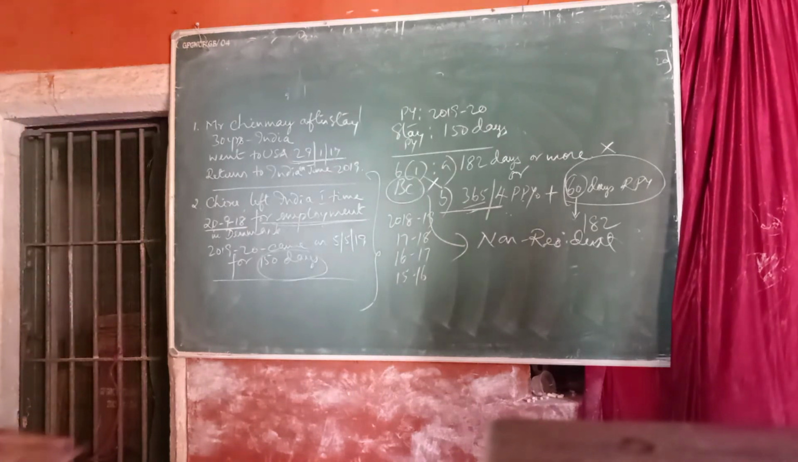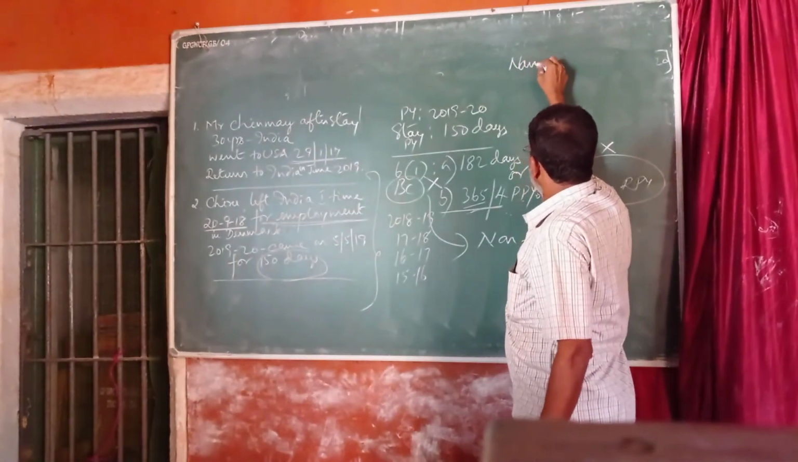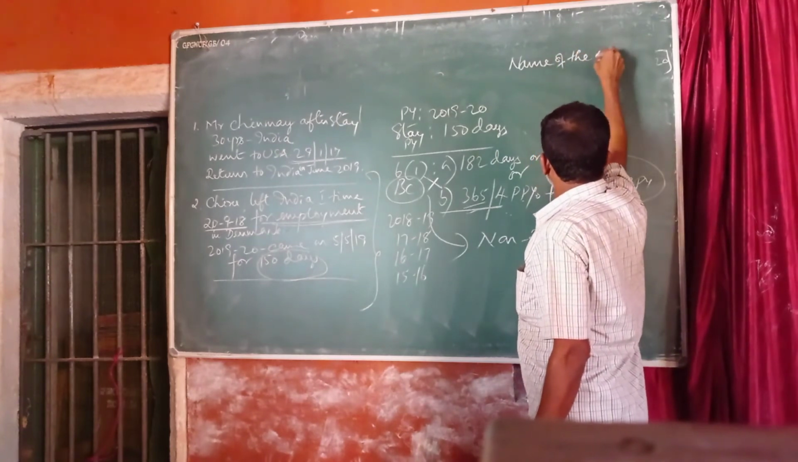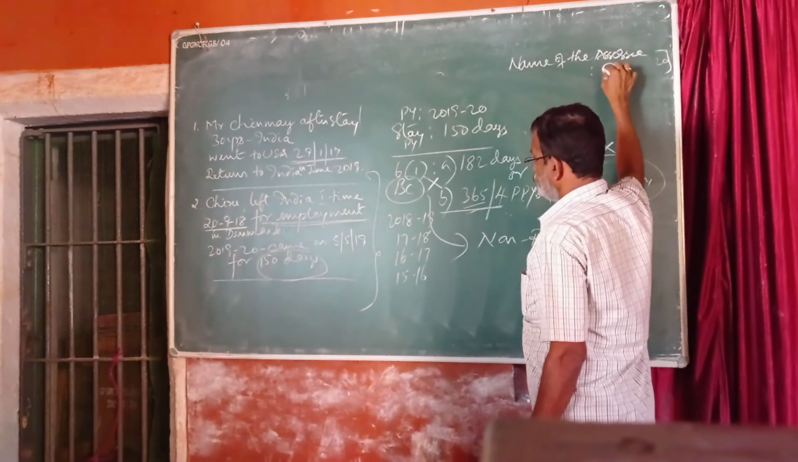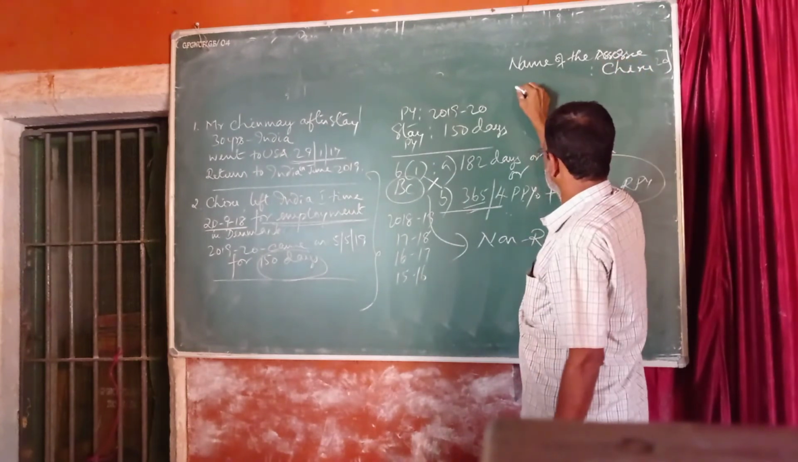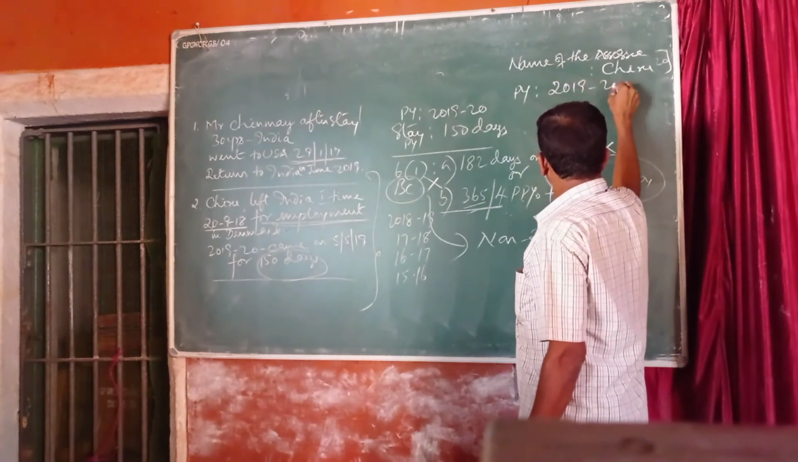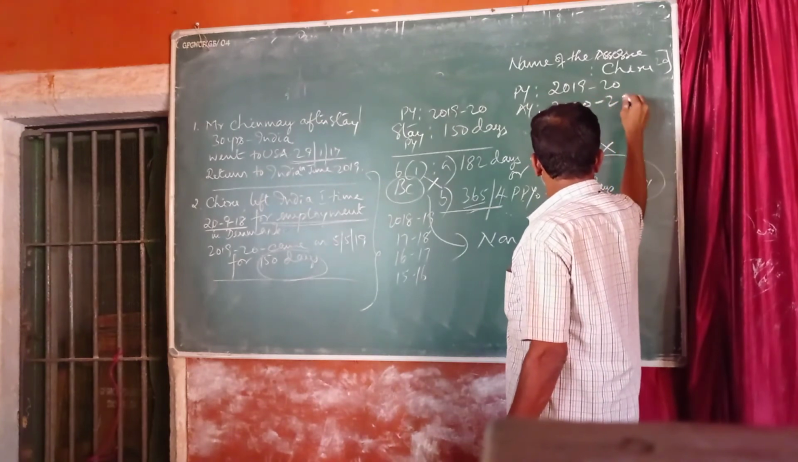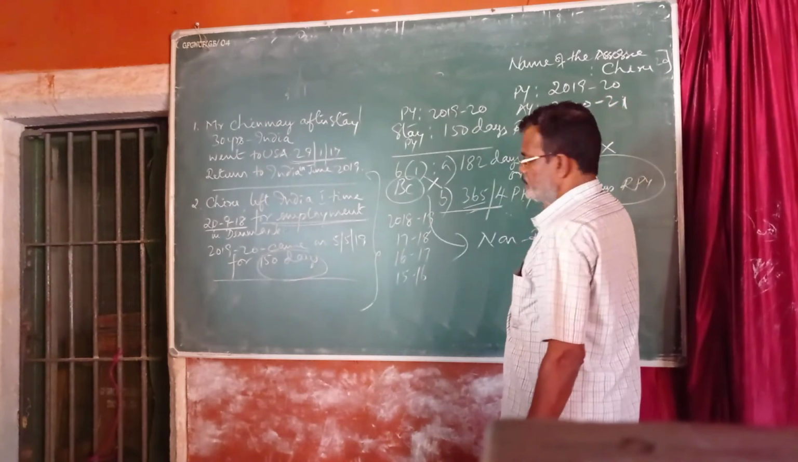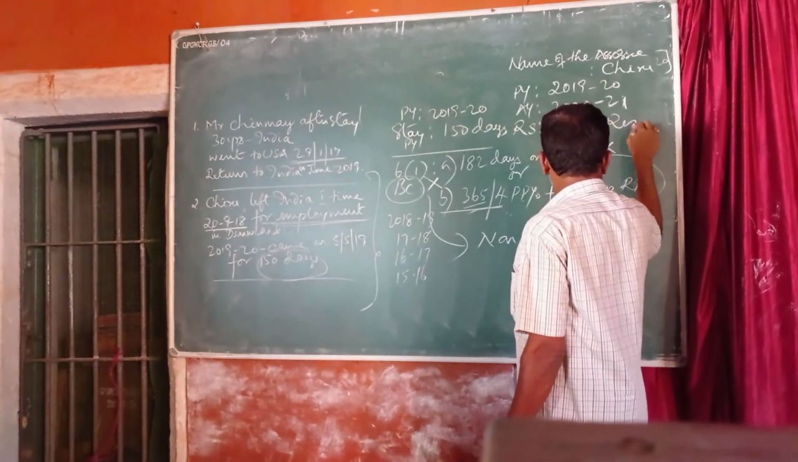So this is the working note. While writing the answer, first you should write the name of the assessee, that is Mr. Chiru. Next, previous year 2019-20, next assessment year 2020-21, and residence status. What was he during the previous year? Non-resident.